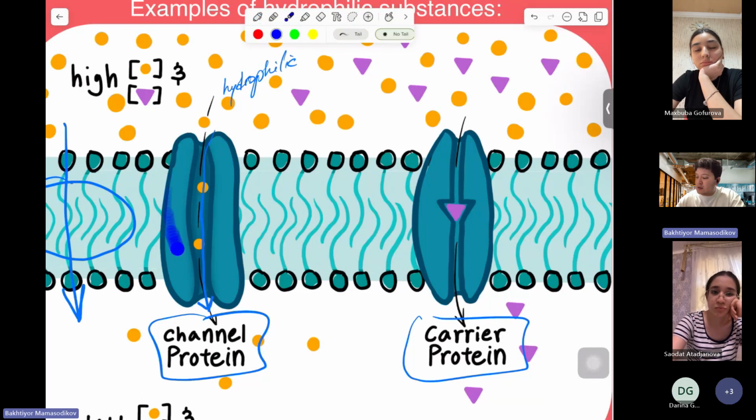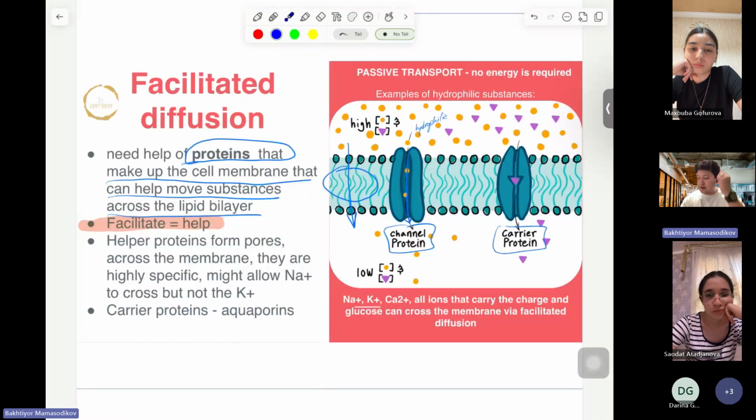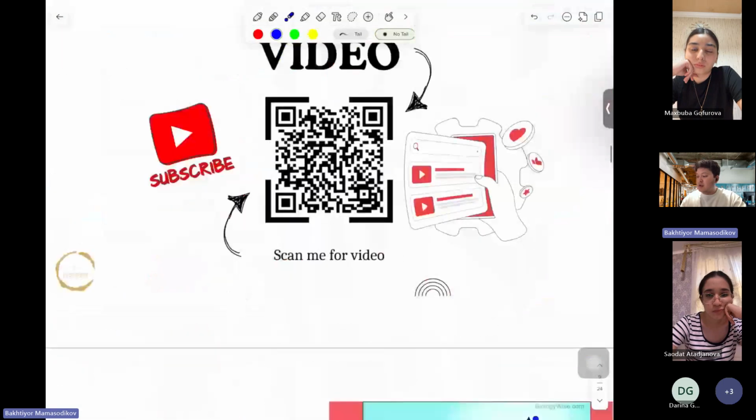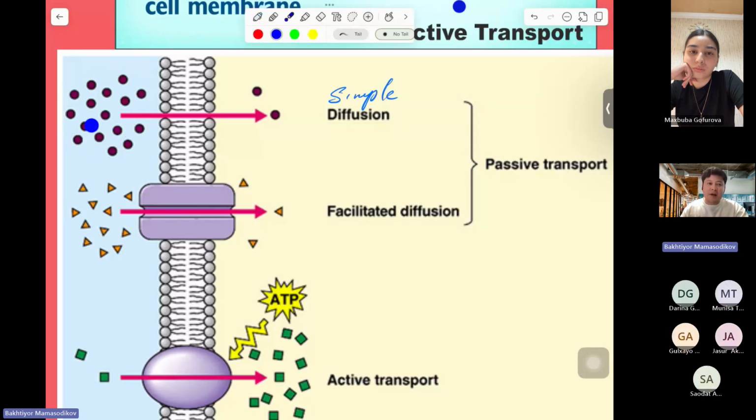There are pores in the channel. This is the channel, and inside the channel we have the pores. The substances move through these pores into the cell. This kind of diffusion is called facilitated diffusion, a type of simple transport. As you can see in this image, in simple diffusion, oxygen, carbon dioxide, steroid hormones, and cholesterol move directly through the membrane into the cell.